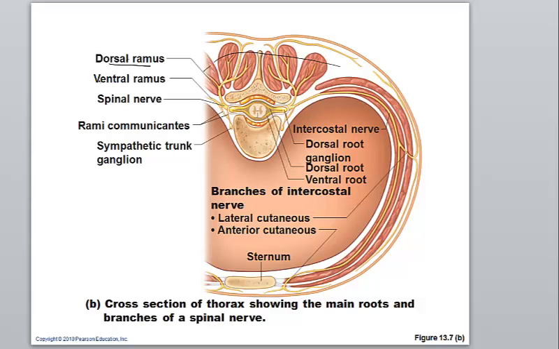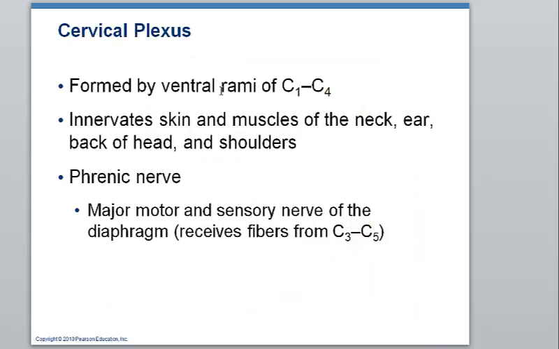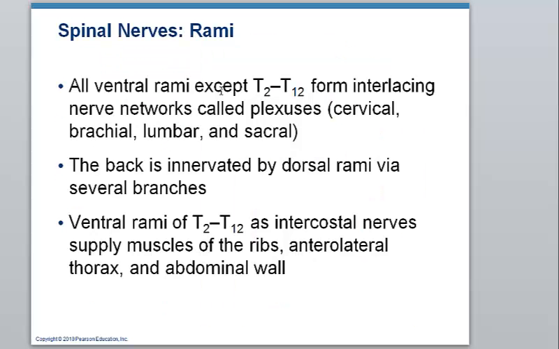And now let's talk about the ventral ramus. The ventral ramus, except for your thoracic region, basically forms a complex network of neurons called a plexus. Except for thoracic, T2 to T12, everywhere else it forms plexus. What kind of plexus? Cervical plexus, brachial plexus, lumbar plexus, and sacral plexus. These plexus in turn give rise to your peripheral nerves, the nerves that we know as the ulnar nerve, the radial nerve. All those nerves come from these plexus.